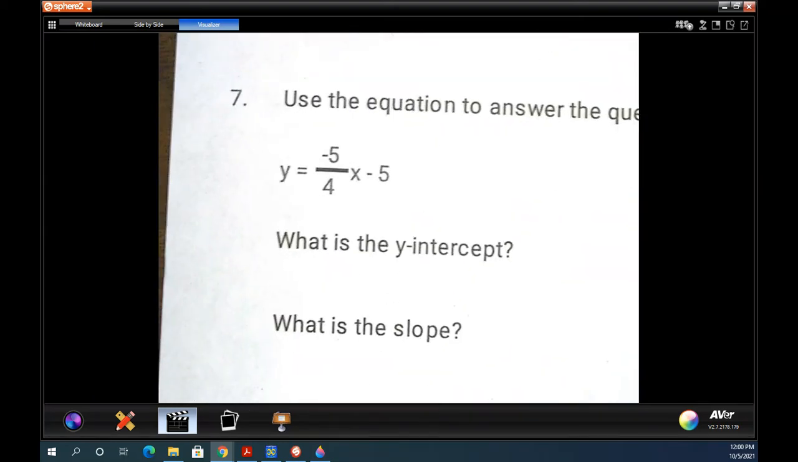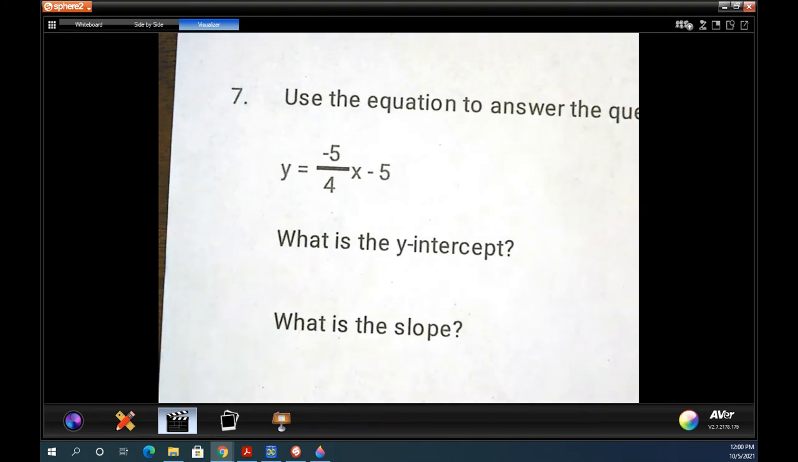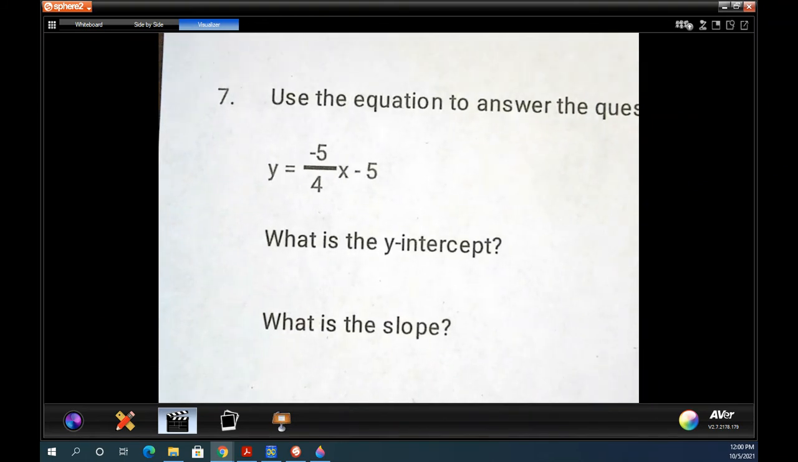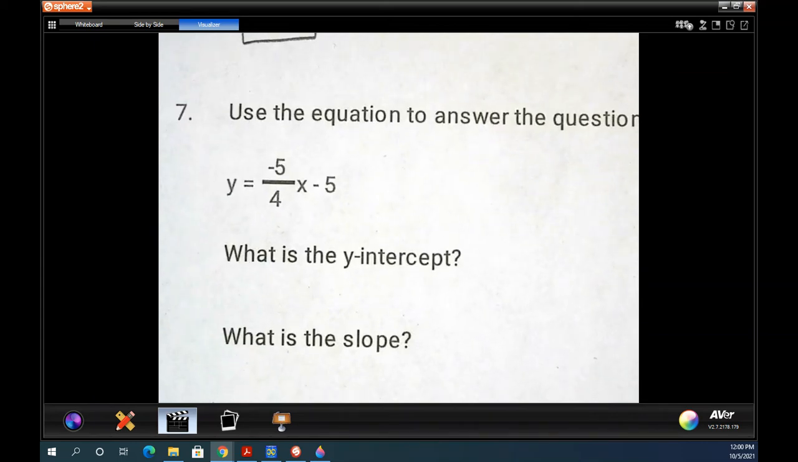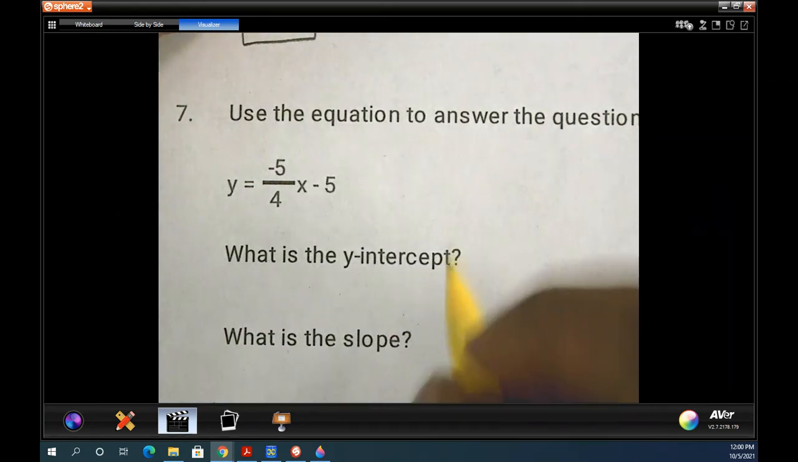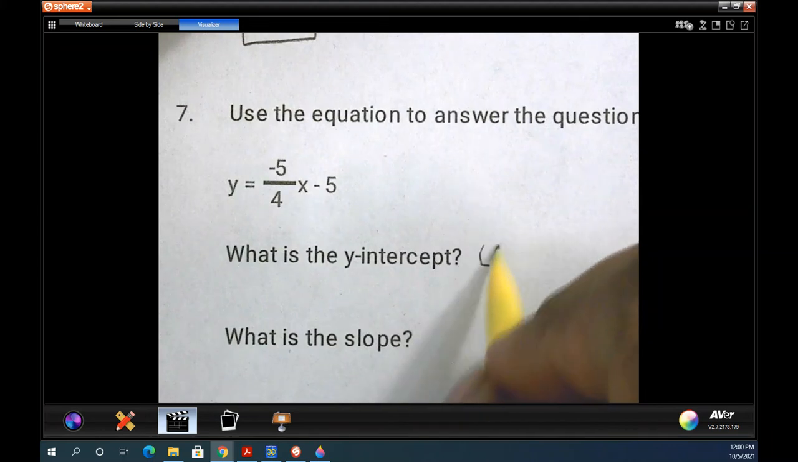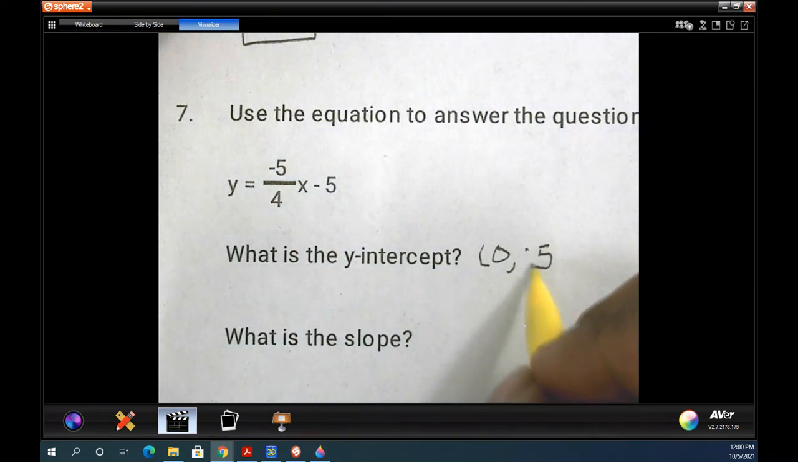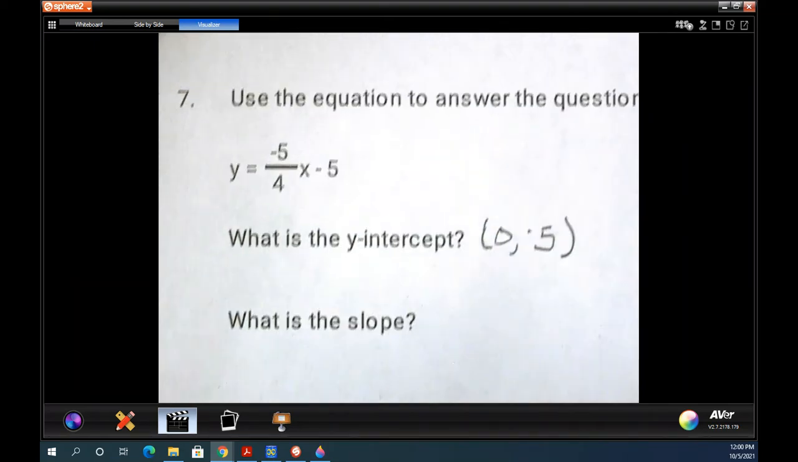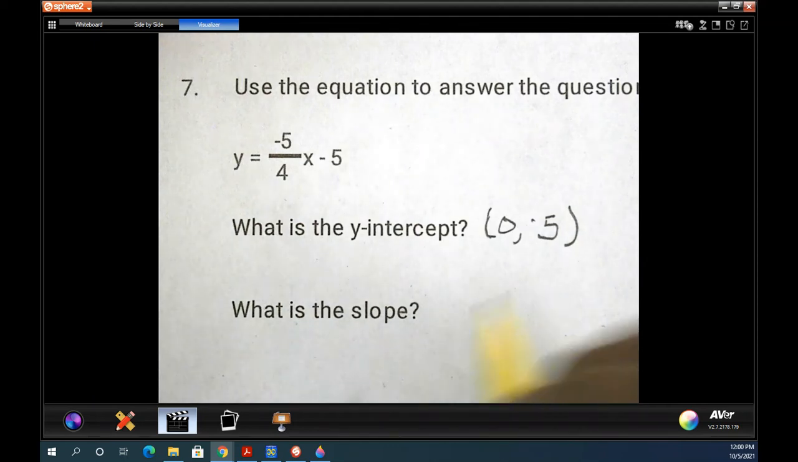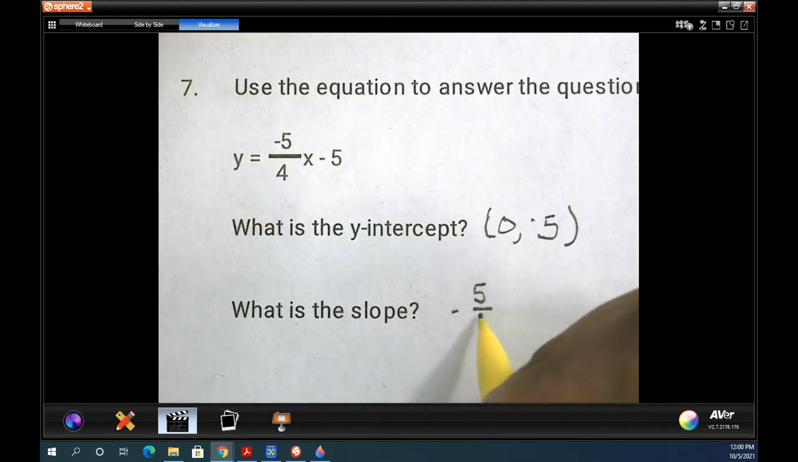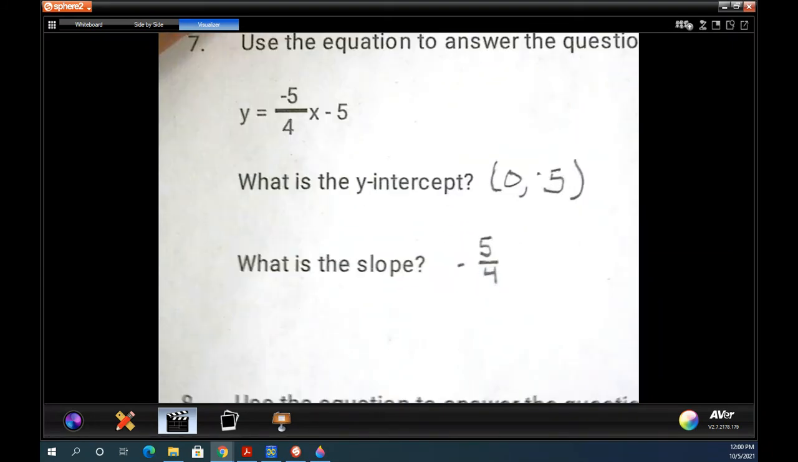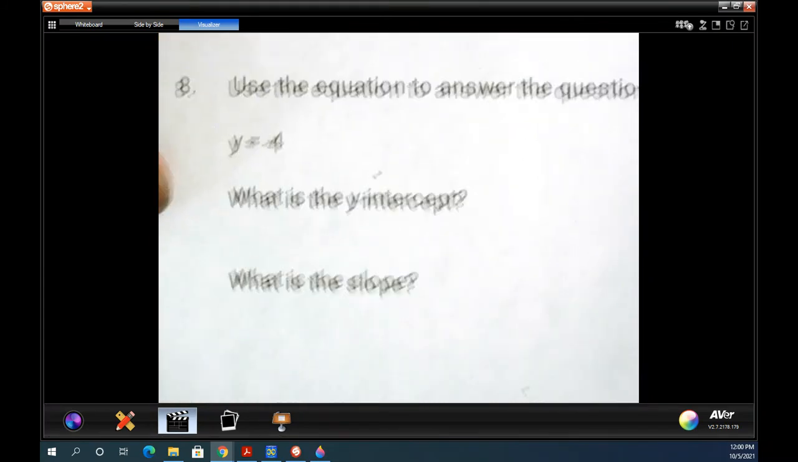Here we go. Still struggling with these. Number 7. Use the equation to answer the questions below. Y equals negative 5/4 x minus 5. What is the y-intercept? No. 0, negative 5. What is the slope? Negative 5/4. Yep, some of y'all got this down. That's good for y'all because you'll be good on the next test.